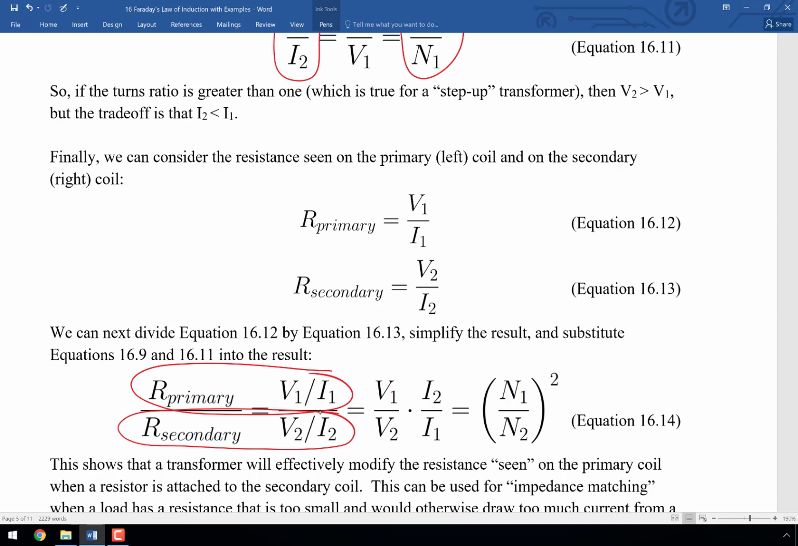I'm going to rearrange the right-hand side so that it becomes V1 over V2 times the quantity I2 over I1. But I know that this V1 over V2 is just N1 over N2. And because the current is inverse, this is also N1 over N2. If I multiply those together, it becomes N1 over N2, the quantity squared. So whereas voltage and current scale as just the turns ratio, the impedance, the apparent impedance, scales as the turns ratio squared.